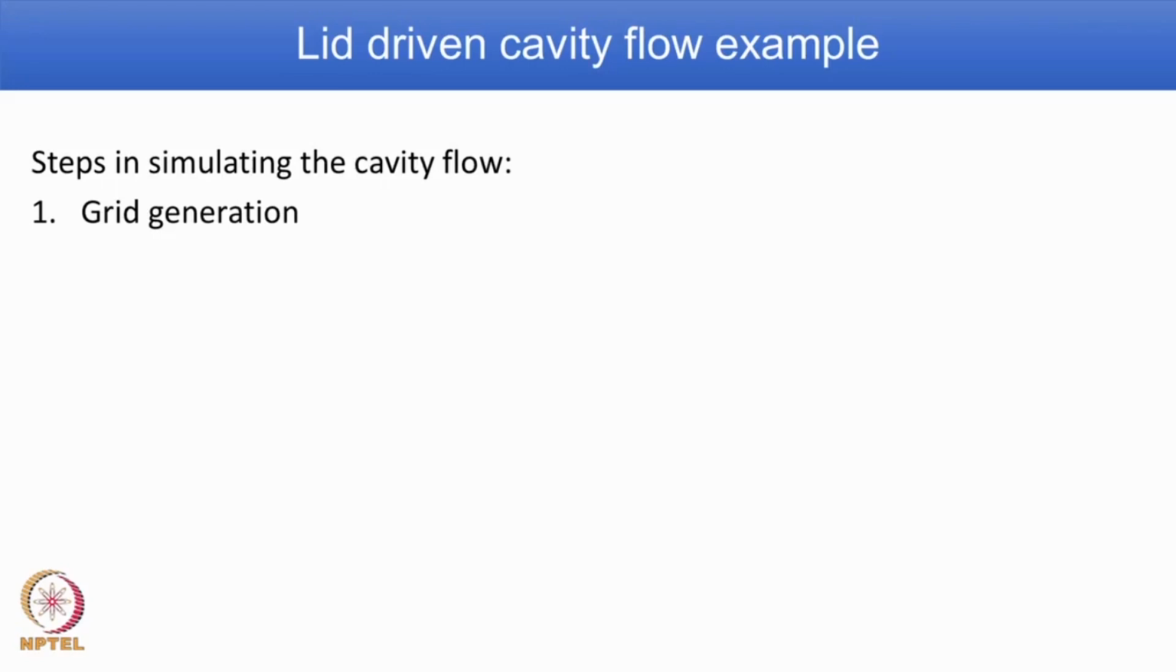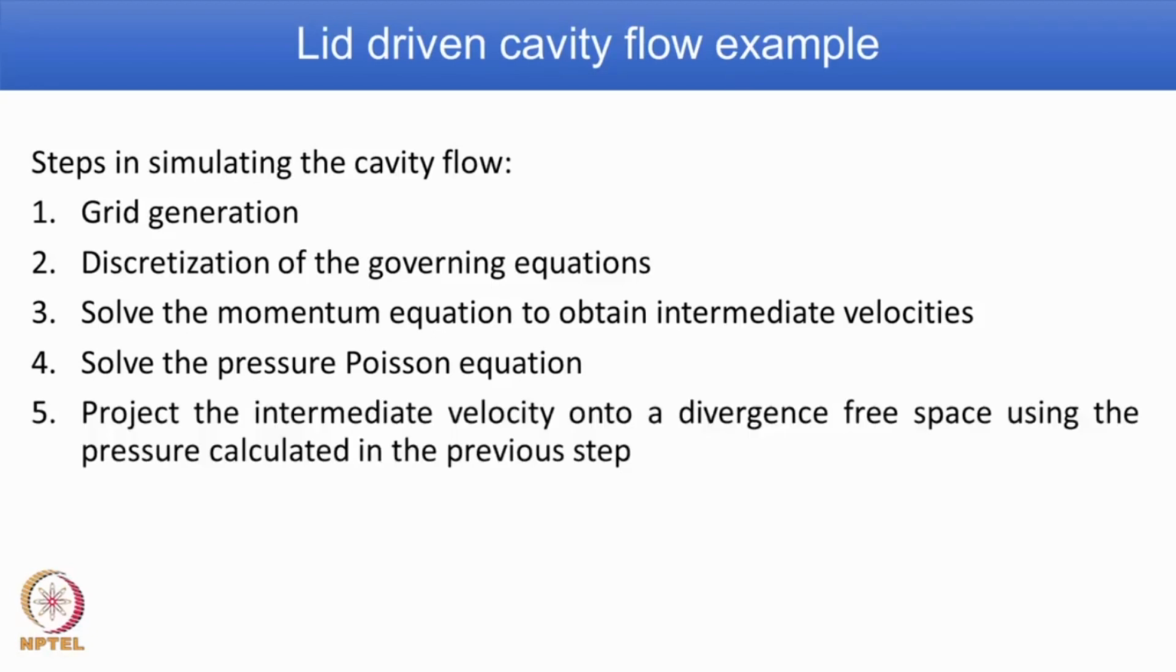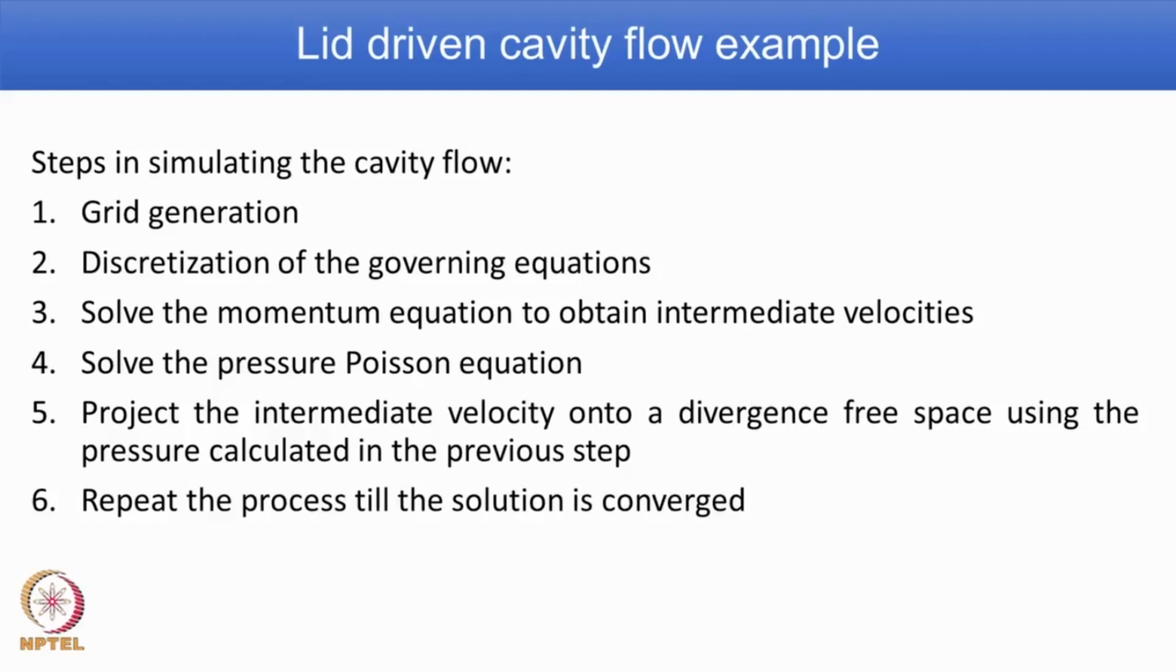Steps in simulating cavity flow: first we do grid generation, then discretize the governing equation, solve the momentum equation to obtain intermediate velocities u star, v star, solve the pressure Poisson equation, project the intermediate velocity onto the divergence-free space using the pressure calculated in the previous step, then repeat the process till the solution is converged. So, we have a convergence criterion defined. Based on that convergence criterion, you decide whether the iteration needs to be stopped or continued.